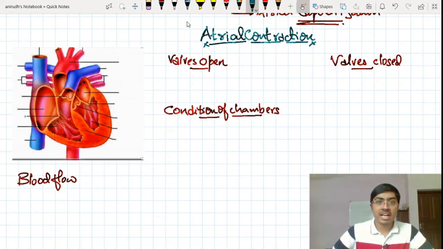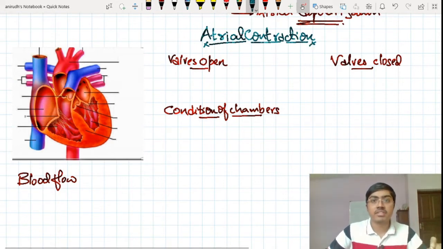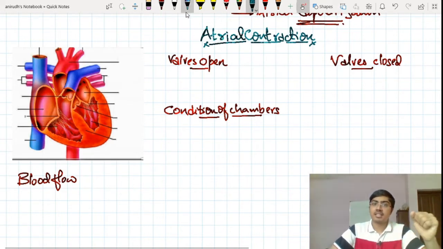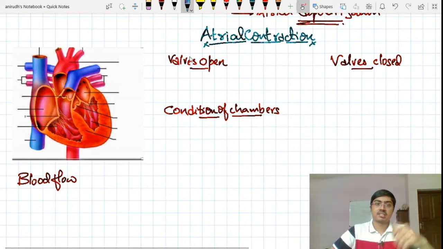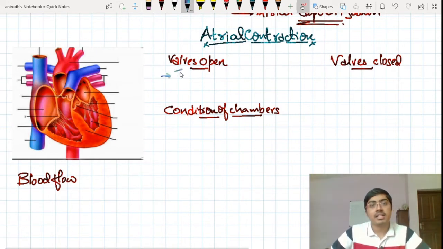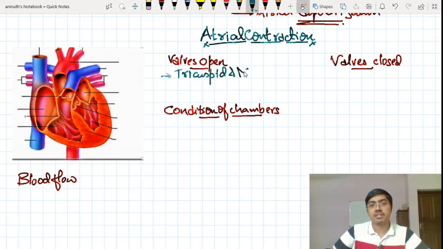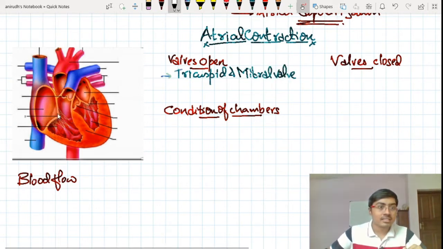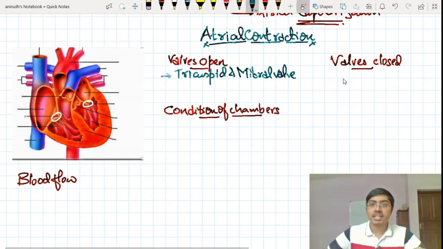Now the valves that are open, this is the next point. We will define all the phases of the cardiac cycle under these headings, so it will be easier for you to remember things. The valves that are open are the tricuspid valve and the mitral valve, the bicuspid valve. So this valve and this valve are open, but the semilunar valves are closed.